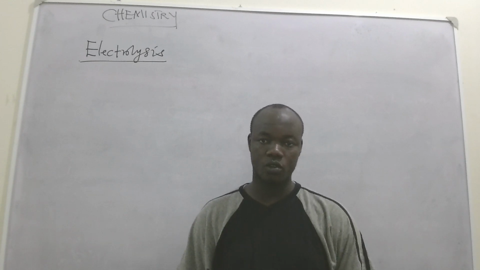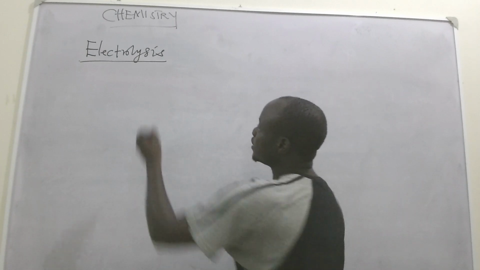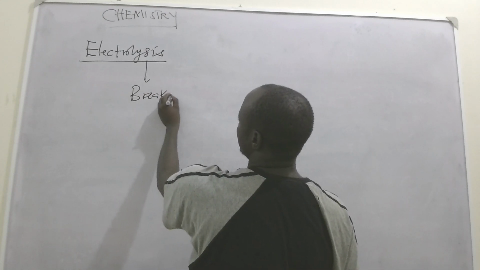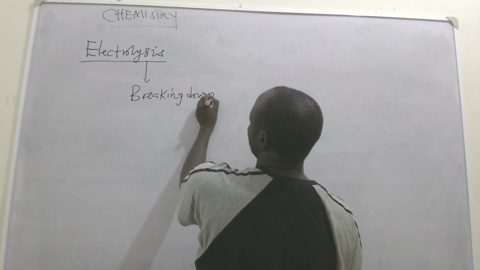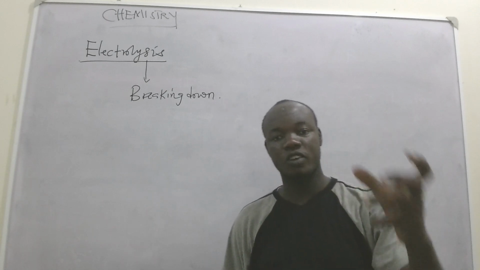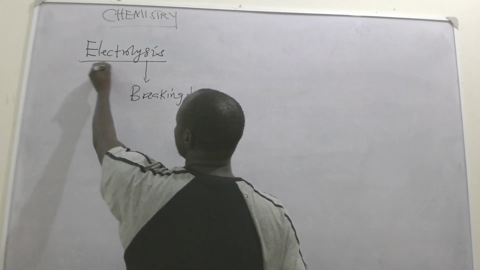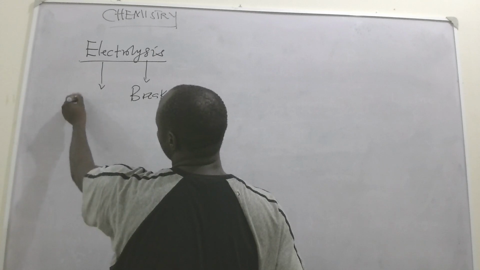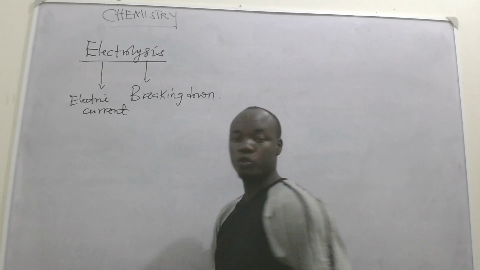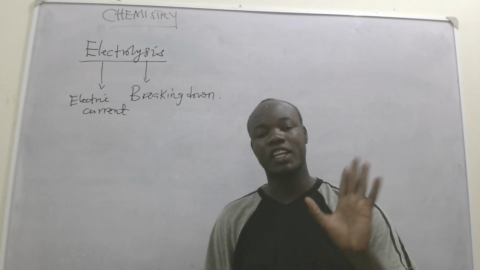Today we are going to look at the concept of electrolysis. What is electrolysis? From the word lysis, which means breaking down, and electro, which means electric current. Electrolysis is the breaking down of substances using an electric current.